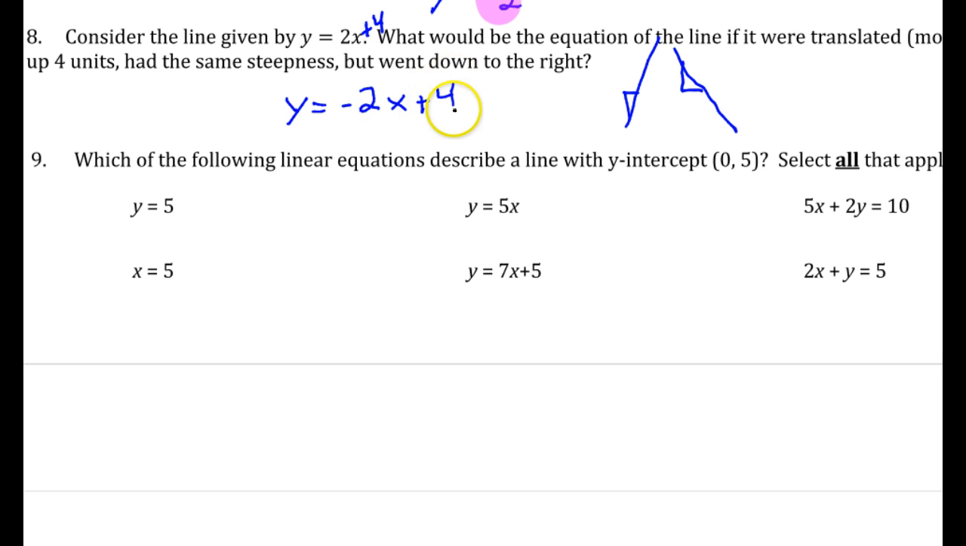Step 4, and the last one, same steepness, because this is 2 up, this is 2 down, and when you're going down, it's a negative slope, positive when you're going up. A lot of vocabulary.